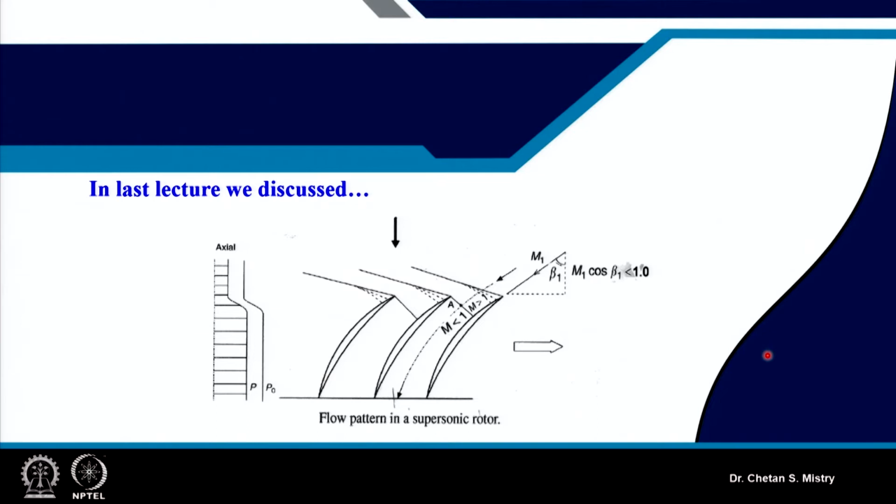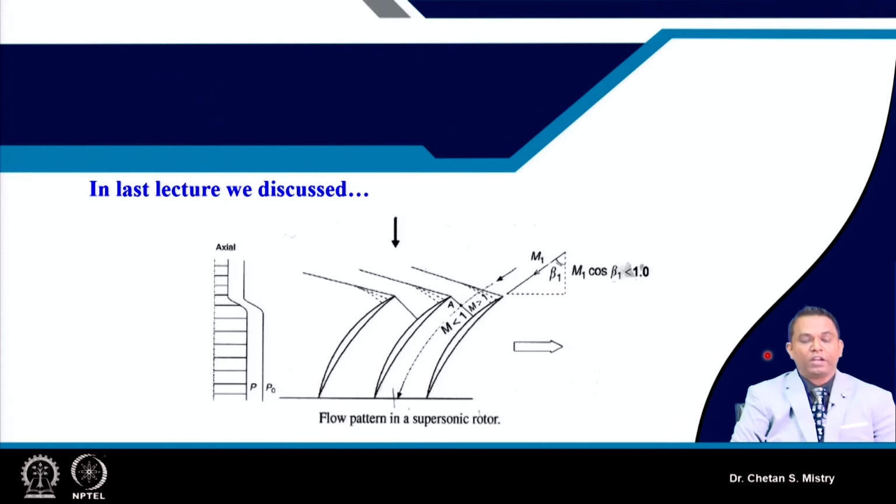In the last lecture we were discussing how the flow behaves when we are talking about supersonic flow. Here, the relative velocity component is going to be supersonic. This M1 is the relative velocity component, which is supersonic. This is my axial velocity component, which may be subsonic in configuration. At this moment, this is subsonic.